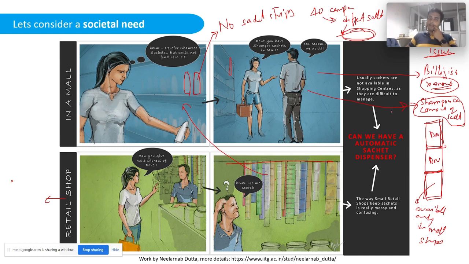And the requirement that was identified was: why can't we have something like an automatic dispenser that will store sachets and also dispense them as per user requirement? Okay, so this is the requirement. The nature of a societal need is more qualitative in nature. This particular solution can later be used in both scenarios. So that was the agenda.